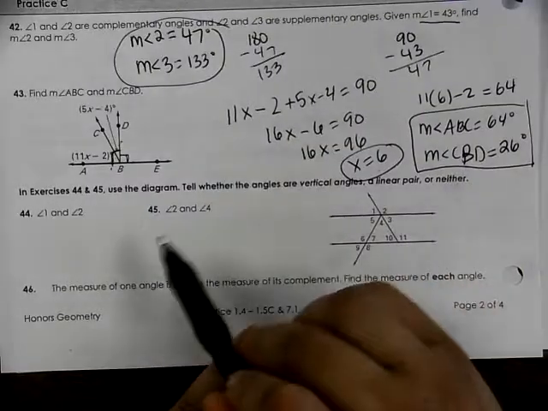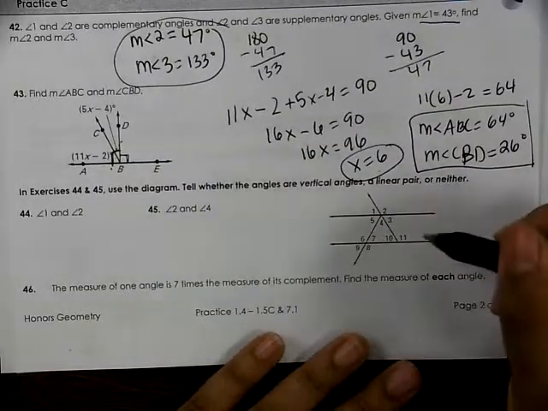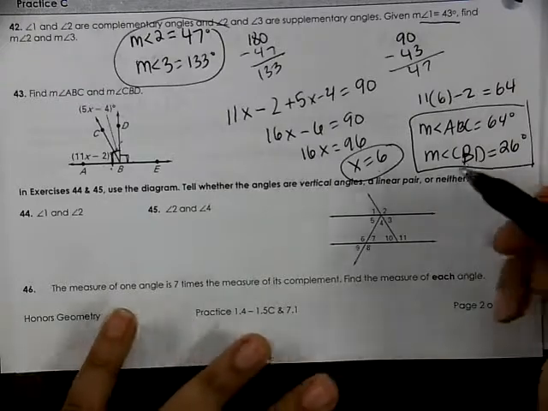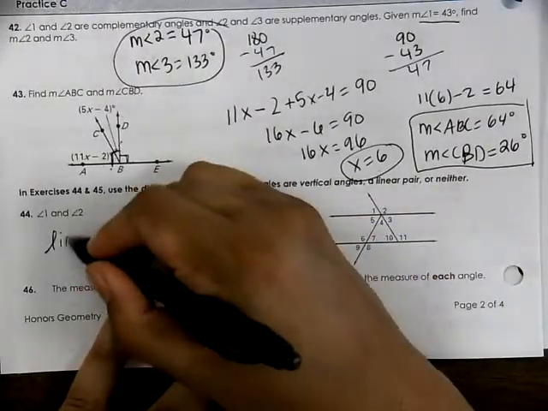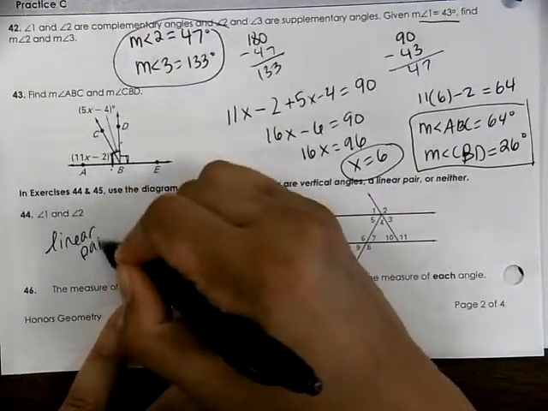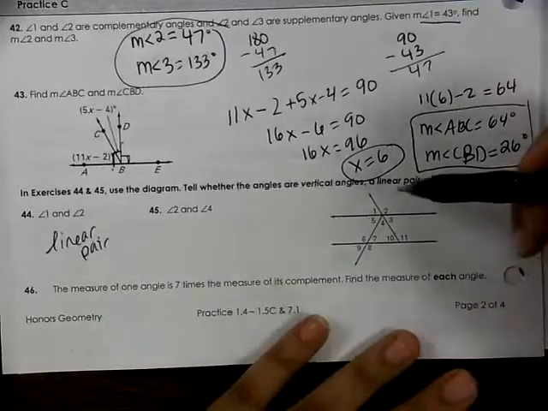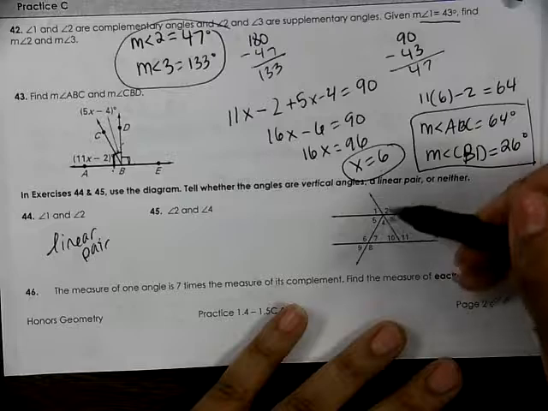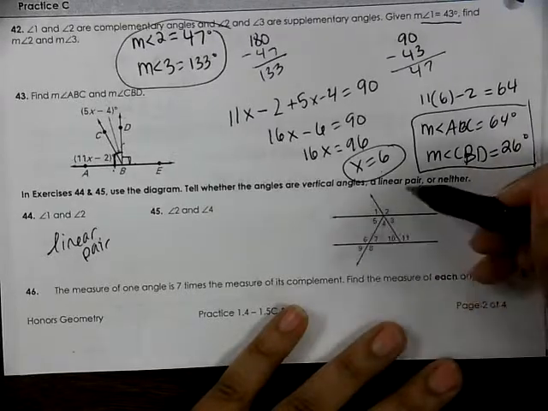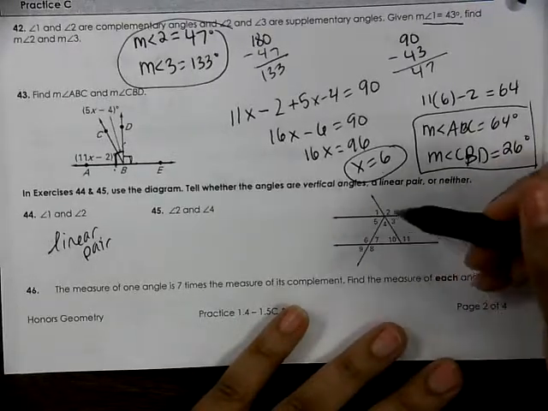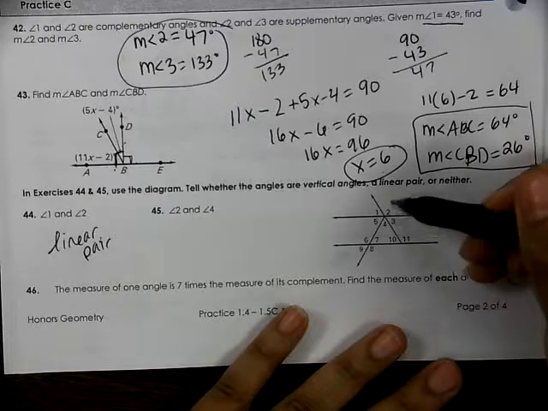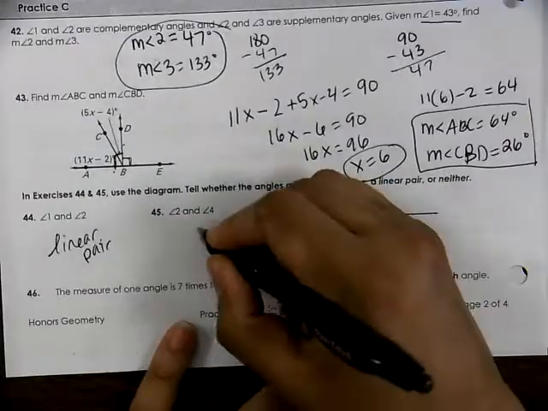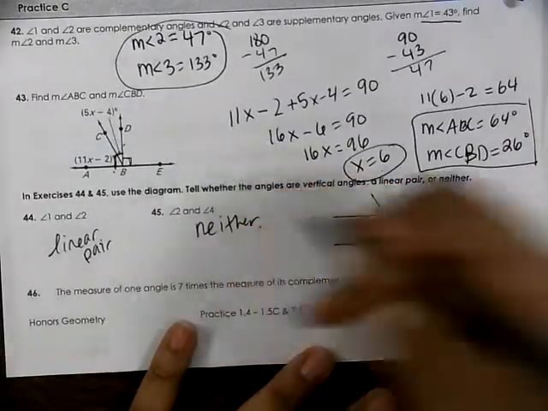All right, the last part on the bottom here, we are using the diagram to figure out what kind of angles we have. So 1 and 2 are a linear pair. They also are adjacent because linear pairs are always adjacent. 2 and 4 are not vertical angles because they're not just two lines that intersect to have them across from each other, and they're definitely not linear pairs because they're not next to each other or on a straight line. So this would be neither.